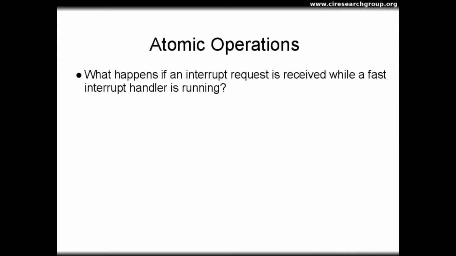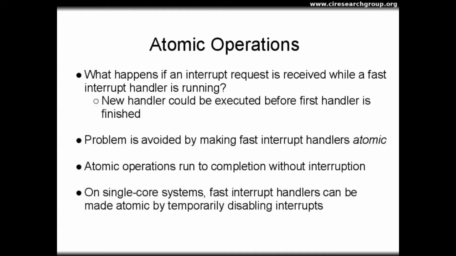So what happens if an interrupt request is received while we're still processing an interrupt from a previous request? Well, there's no problem if we're in the slow interrupt handler, because this processing is done in such a way that we can stop this processing and handle the new interrupt if necessary. But what happens if we are still running a fast interrupt handler? Well, the new interrupt handler could be executed before the first interrupt handler is finished, and this could cause some major problems, especially if we get a new interrupt from a device that's sharing the same interrupt line as the one that we're handling. So, what we do is we make fast interrupt handling atomic. That is, we make it uninterruptible.